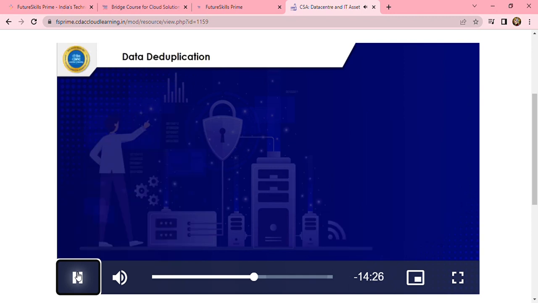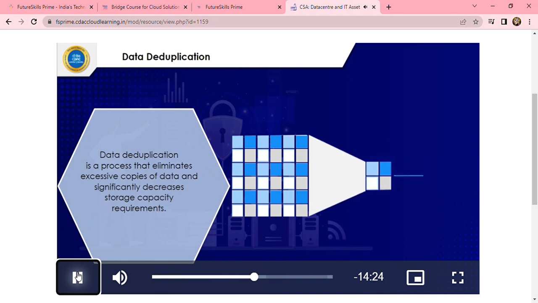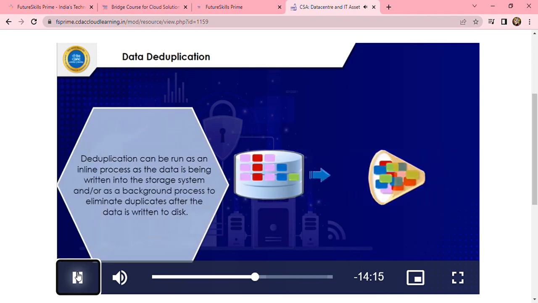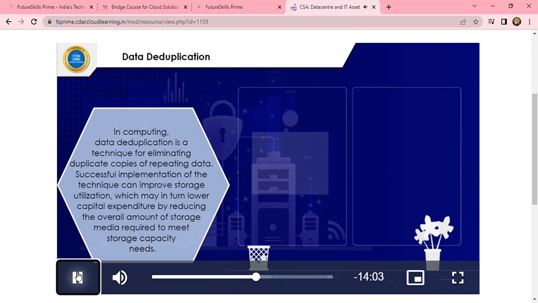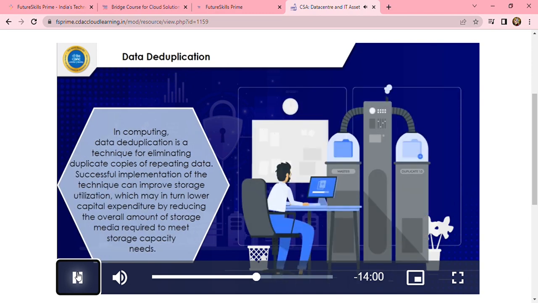Data deduplication. Data deduplication is a process that eliminates excessive copies of data and significantly decreases storage capacity requirements. Deduplication can be run as an inline process as the data is being written into the storage system and/or as a background process to eliminate duplicates after the data is written to disk. In computing, data deduplication is a technique for eliminating duplicate copies of repeating data. Successful implementation of the technique can improve storage utilization, which may in turn lower capital expenditure by reducing the overall amount of storage media required to meet storage capacity needs.